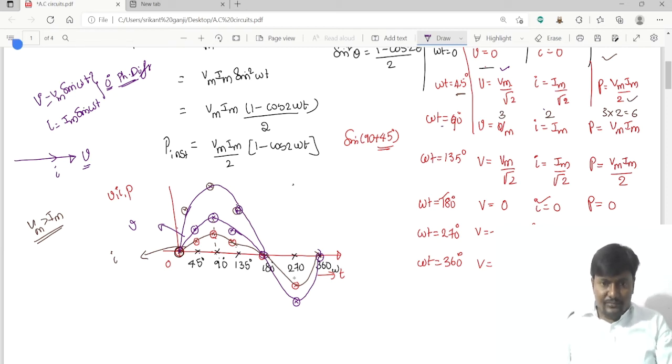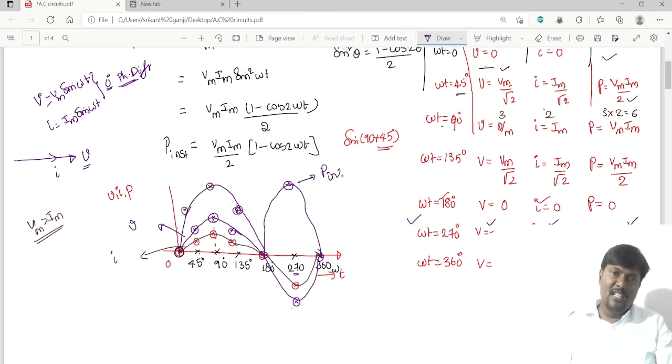After that, at 270 degrees, you will see minus V max is the instantaneous value of the voltage, and I is equal to minus I maximum. The product of these two will give a positive. Negative into negative is positive, and 0 into 0 is 0. By adding these, I got the power waveform.